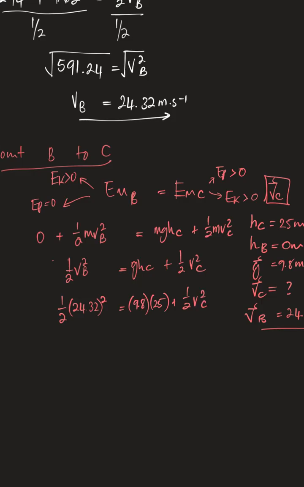So I'm going to take the 24.32 and I'm going to square it. And I'm going to times it by 0.5. And that's going to give me 295.62 is equal to 9.8 times 25, which is 245, plus half V squared C. I'll take the 245 to the other side.